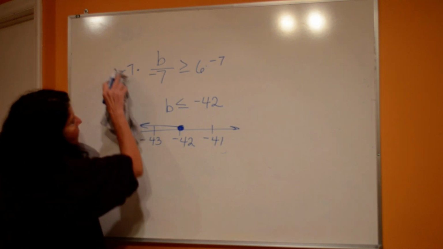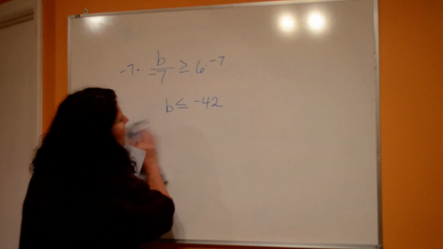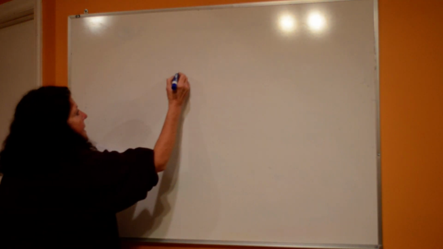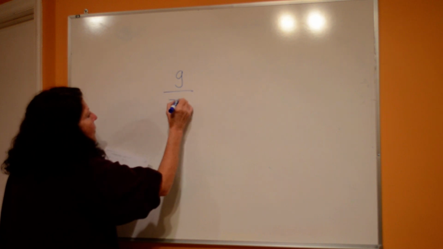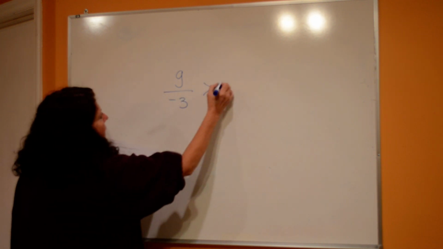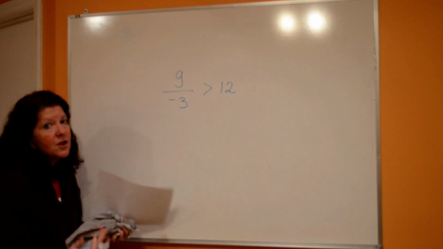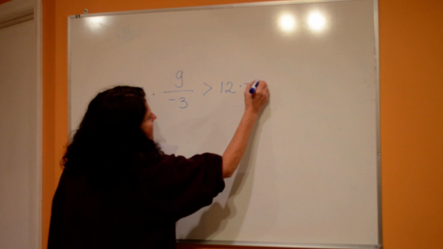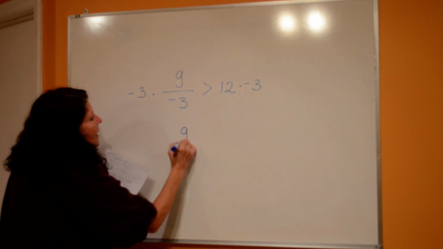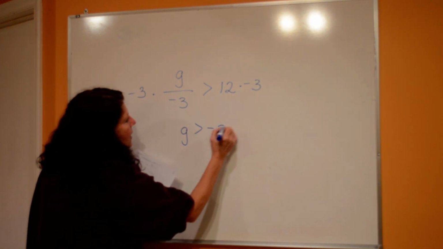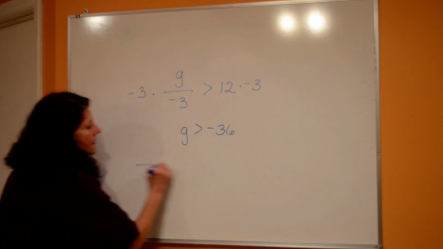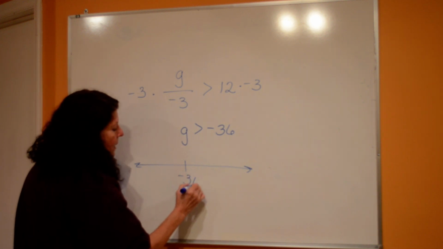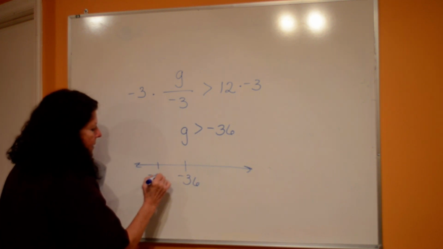That rule stands for when you divide by a negative or you multiply by a negative to solve your problem. So let's say I have this, g over -3 is greater than 12. In order to get the g by itself, I would have to multiply by -3, multiply by -3, and I get g is greater than or equal to -36. Again on my number line. Now they don't always make you graph it, but if they say graph it, this is what it means.